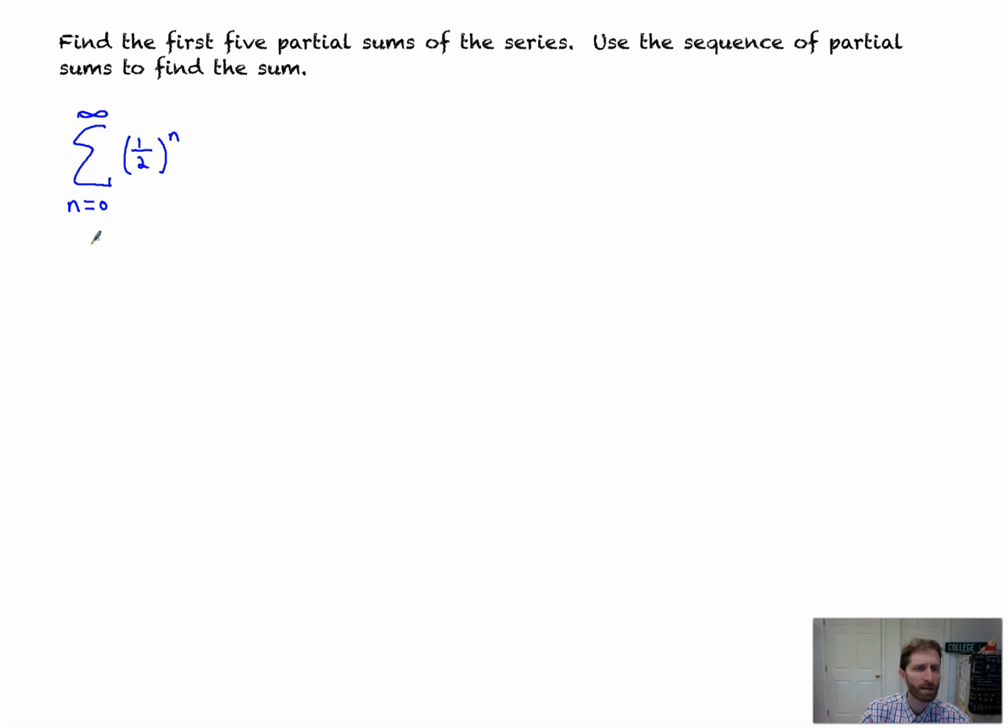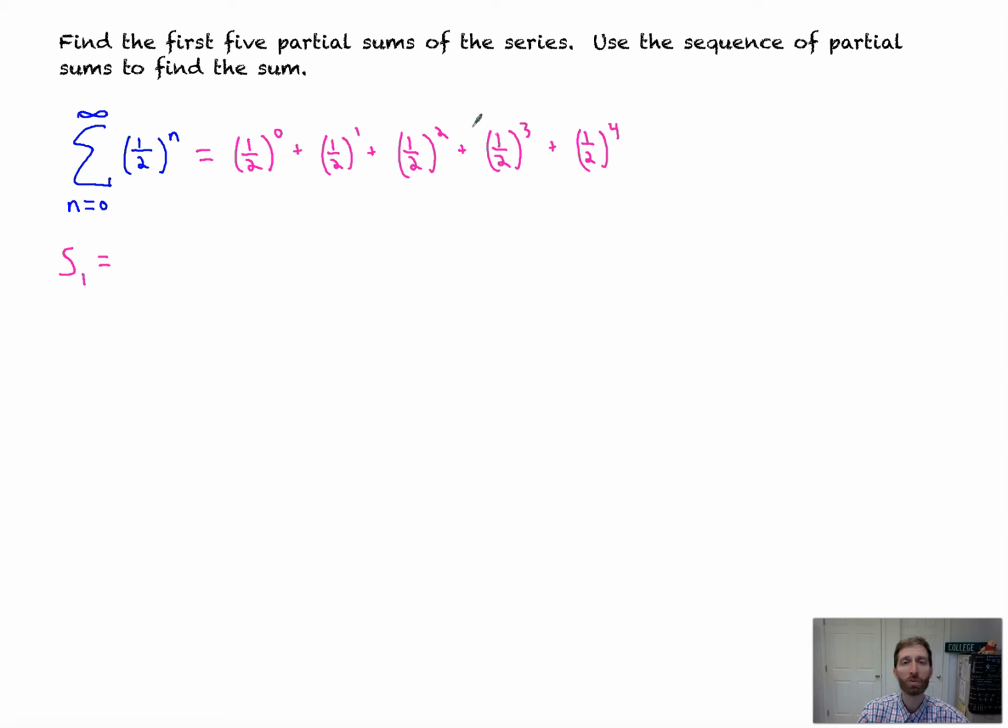Find the first 5 partial sums of the series. We usually denote a partial sum with S sub and then the number of terms that are in that partial sum. So S sub 1 is going to be equal to just the very first term. If you were to expand this out, it would be 1/2 to the 0 plus 1/2 to the 1 plus 1/2 to the 2 plus 1/2 to the 3 plus 1/2 to the 4. And that's the first 5 terms in the series. And in the sequence 1/2 to the n, these are the first 5 terms if we start at n equals 0. So the first partial sum is quite literally 1/2 to the 0. That's all that it is.